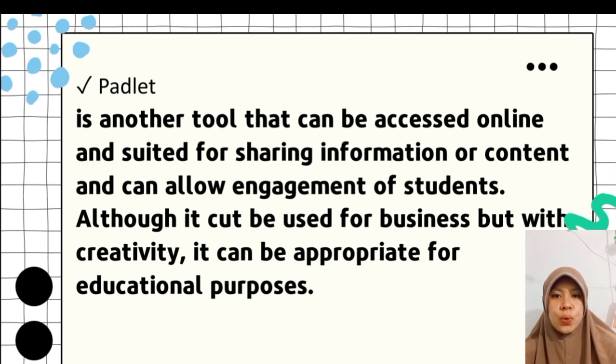Padlet is another tool that can be used online and is suited for sharing information or content and can allow engagement of students. Although it can be used for business, with creativity, it can be appropriate for educational purposes.